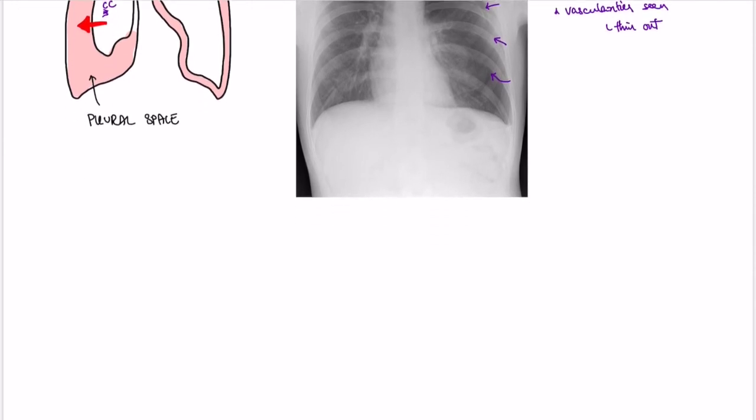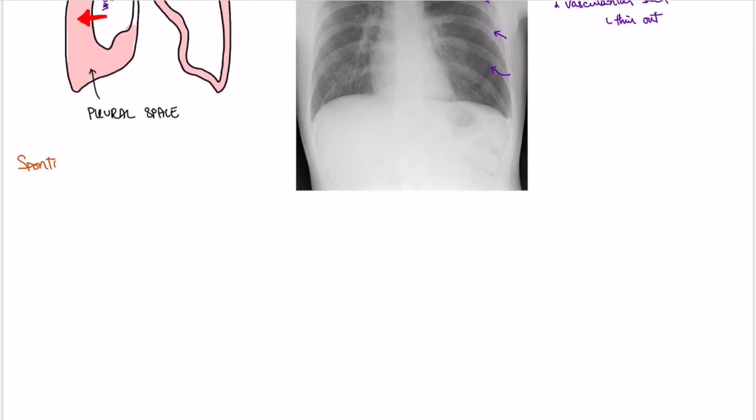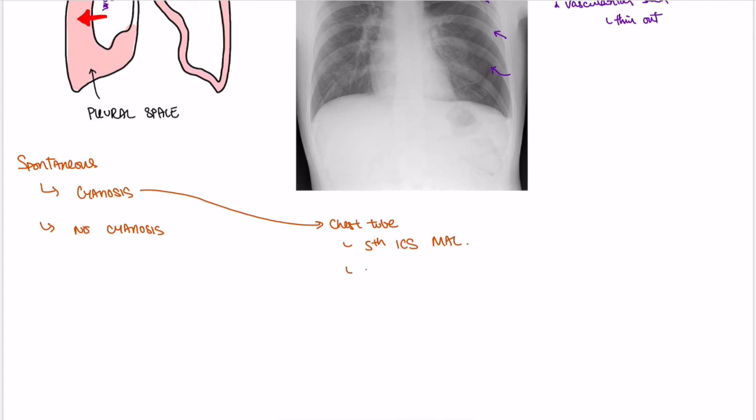So spontaneous pneumothorax can be treated by looking at it in two ways: a patient with cyanosis and a patient without cyanosis. Now, if the patient has cyanosis, this type of pneumothorax has to be dealt with a chest tube. So you insert a chest tube at the fifth intercostal space, mid-axillary line, and you have an underwater seal suction bag attached to it. You'll usually get air and blood along with it.